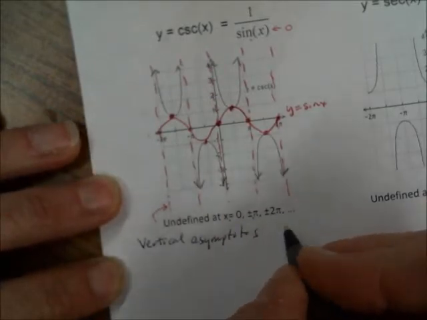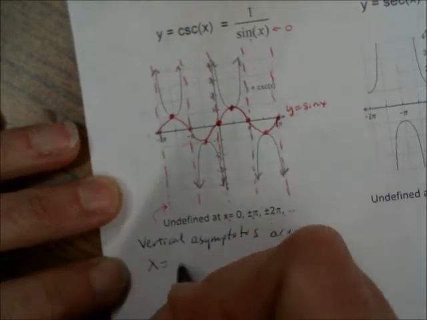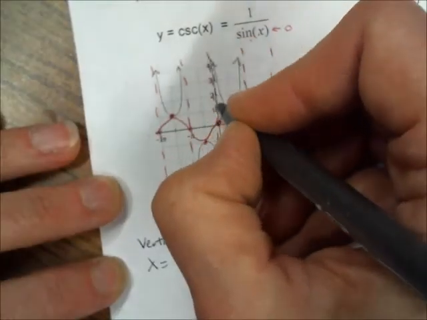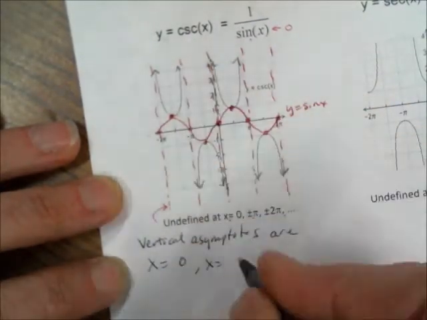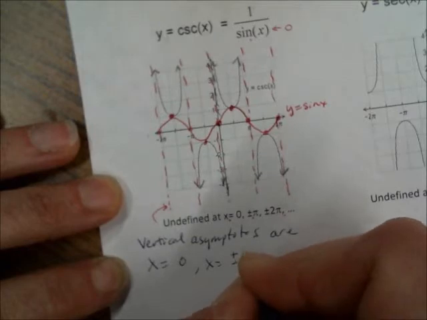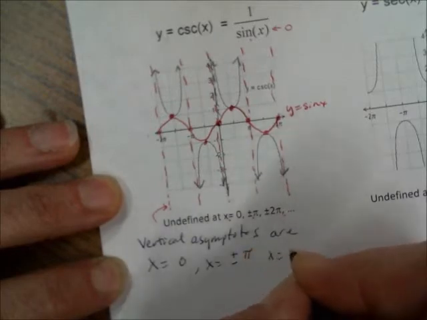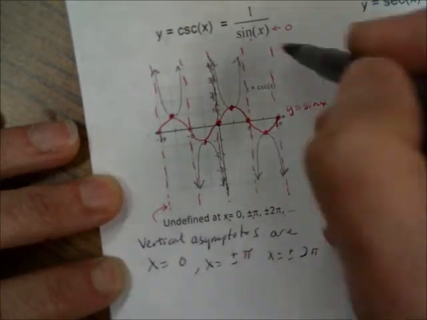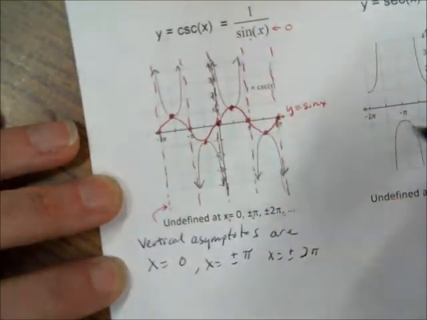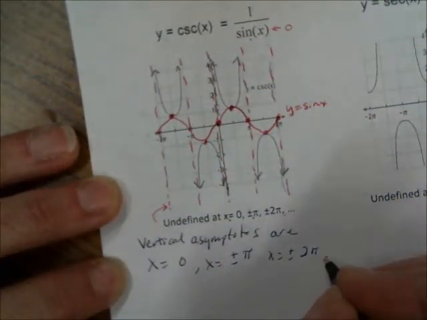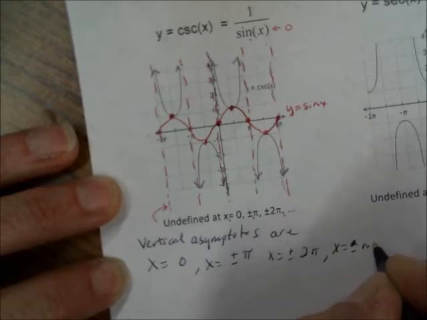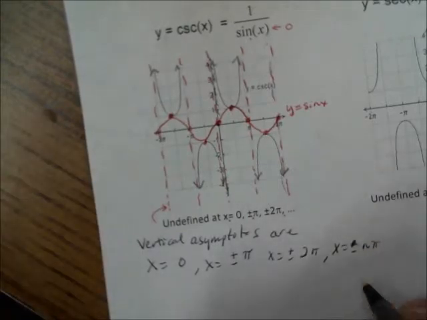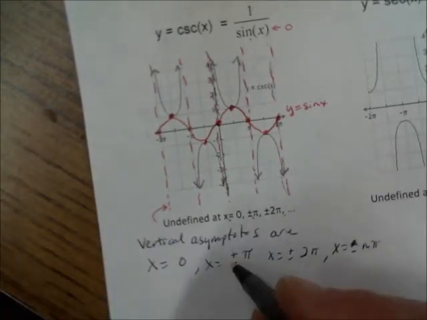And the vertical asymptotes are at x is equal to 0. That's the y-axis right here. Here's the x equals 0. X equals pi, and x equals negative pi. So we'll just put plus and minus pi. X is equal to plus and minus 2 pi because that's this dotted line, and this dotted line are the negative and positive 2 pi's. And you could go into x is equal to plus or minus, I'll put an n for any number, 3 pi, 4 pi, 5 pi, any number that you put in there. So those are the vertical asymptotes.